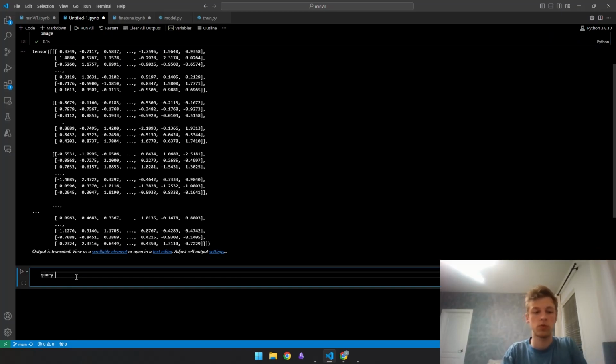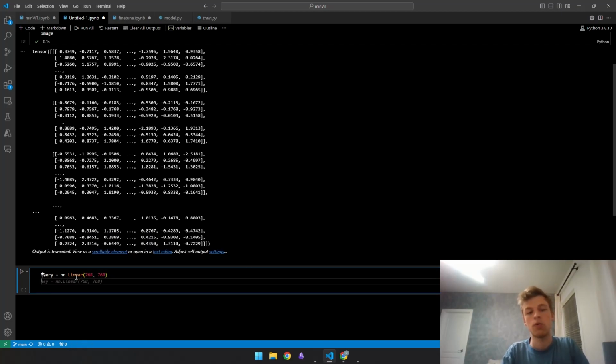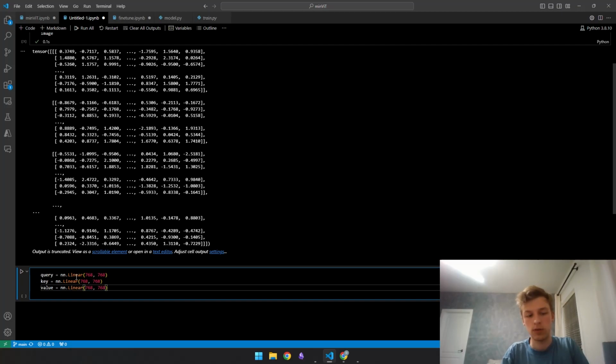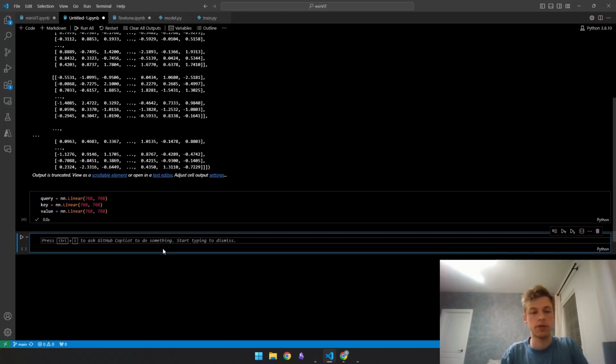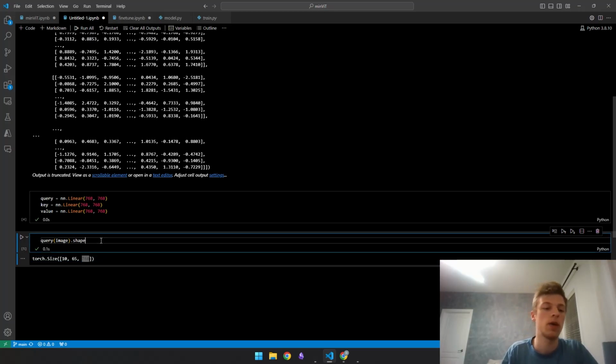What we first want to do is create a query linear layer, which would be 768 by 768. We also have the key and the value linear layers. And after these are made, we can project the image through them. And we still get the same size because we're projecting the final dimension, which is already 768.